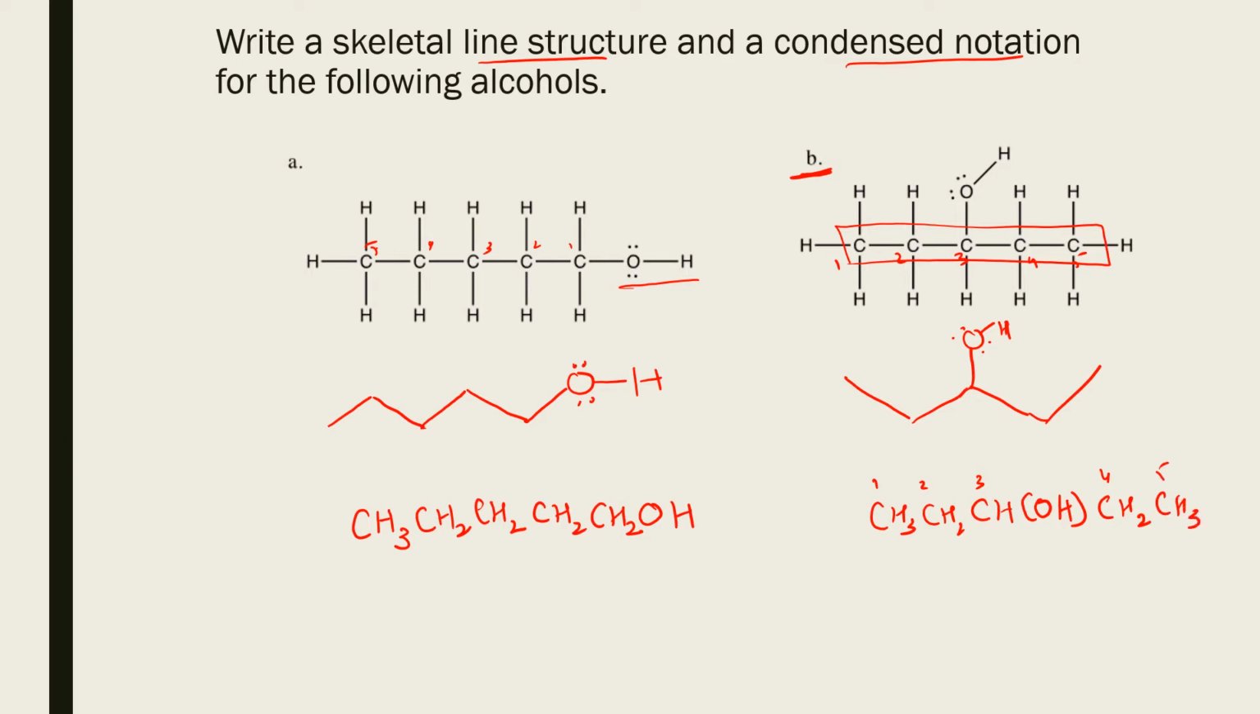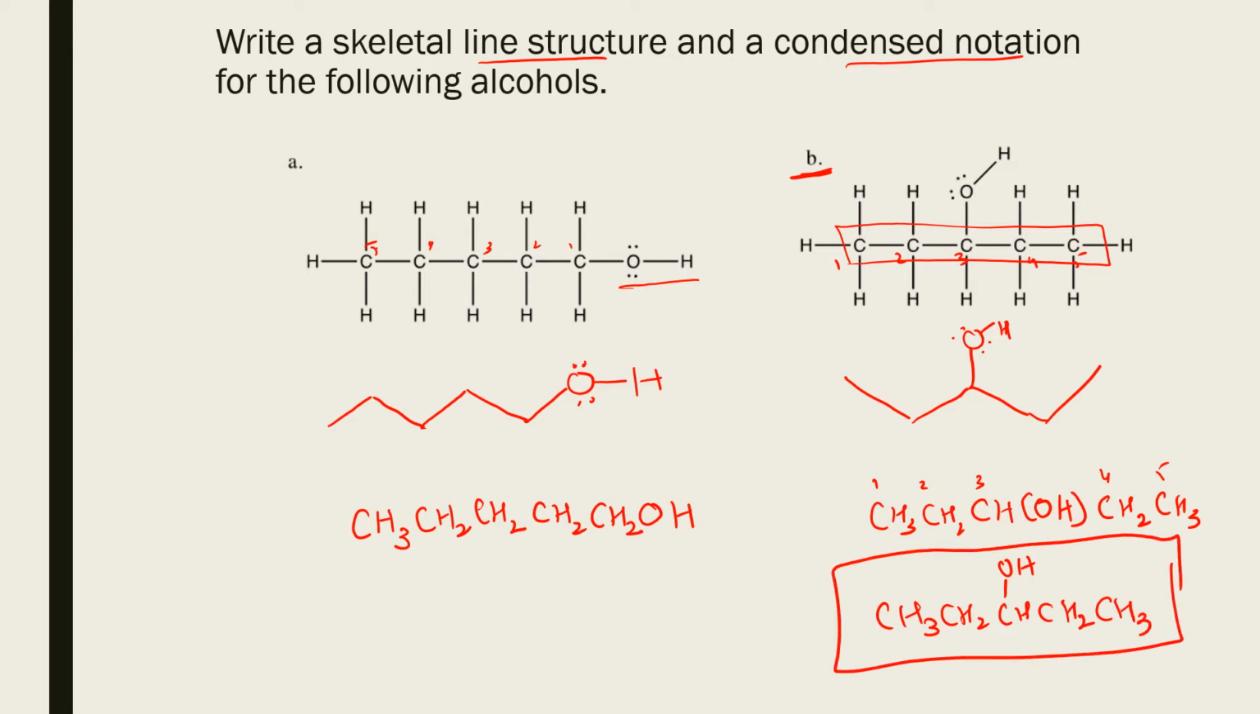Another way you can show the condensed structure is CH3, CH2, and then CH, and then just show that OH is connected to carbon number 3. This is the easier way, so less confusing. So I would recommend you to use this condensed notation.